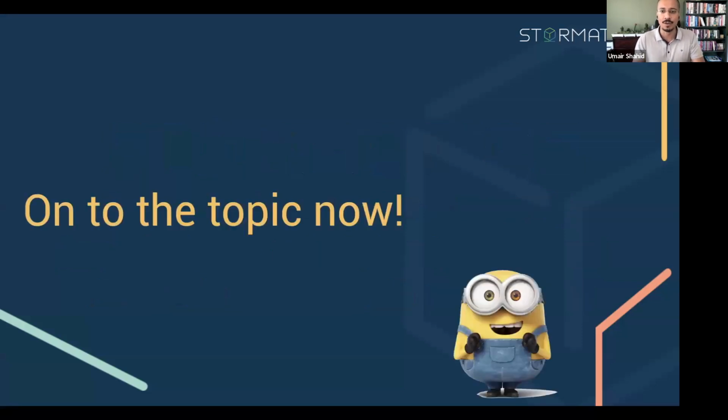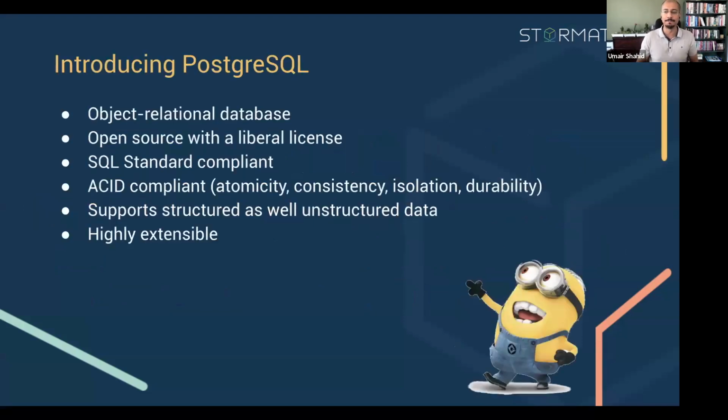Now, on to the topic of conversation. What is Postgres? It's an object relational database. It's purely open source with a very liberal license that is recognized by the Open Source Initiative, the OSI. It is perhaps one of the most liberal licenses out there, even within the open source community. It is compliant with the SQL standard. It's compliant with the atomicity, consistency, isolation, and durability standards that are expected of any database that's worth its name.